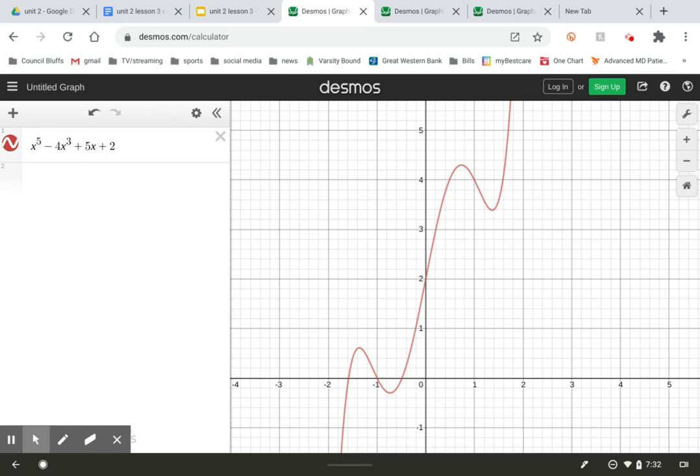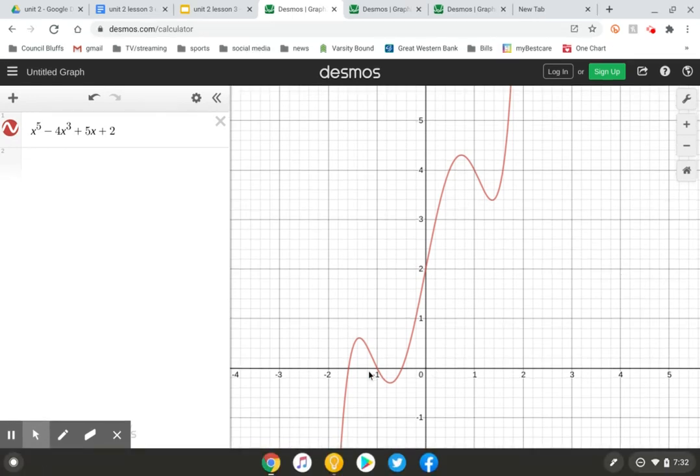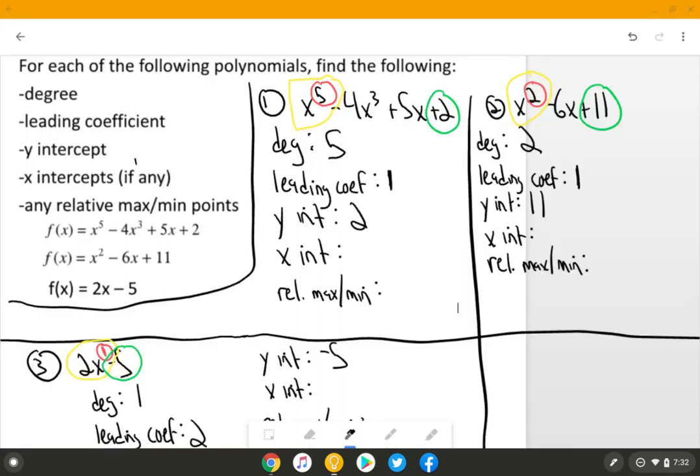Okay, and if I look at number 1 here, I can notice that there are 2 x-intercepts. There's an x-intercept at -1, and there's an x-intercept at -1.585. So -1 and -1.585.